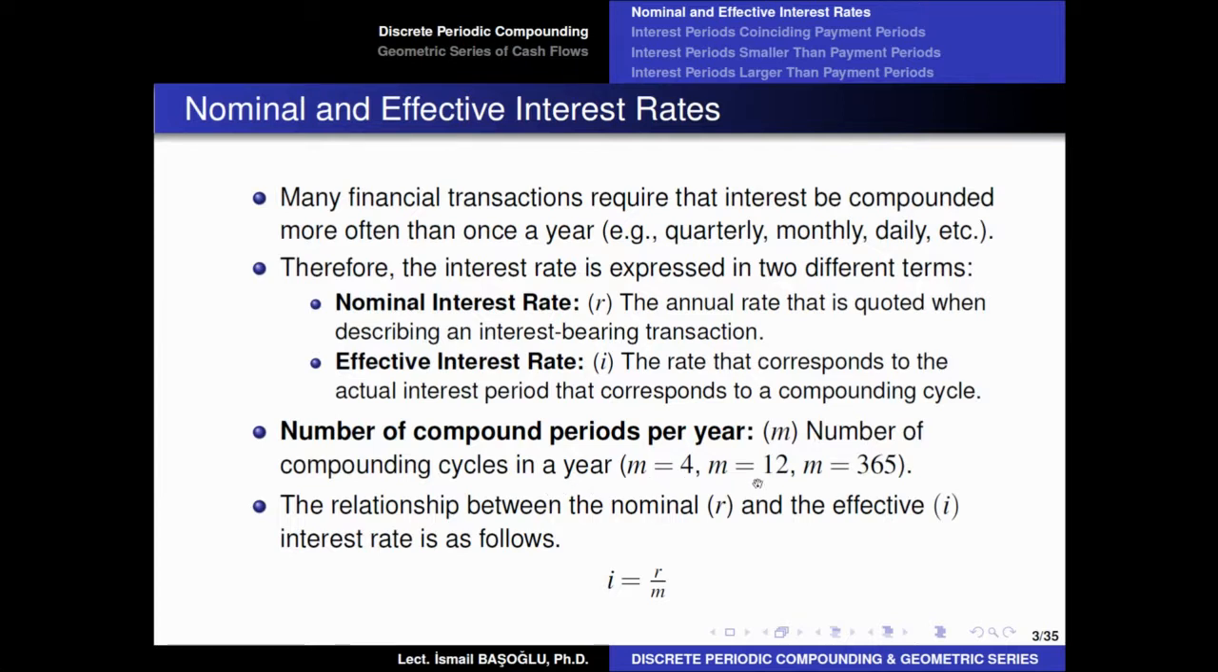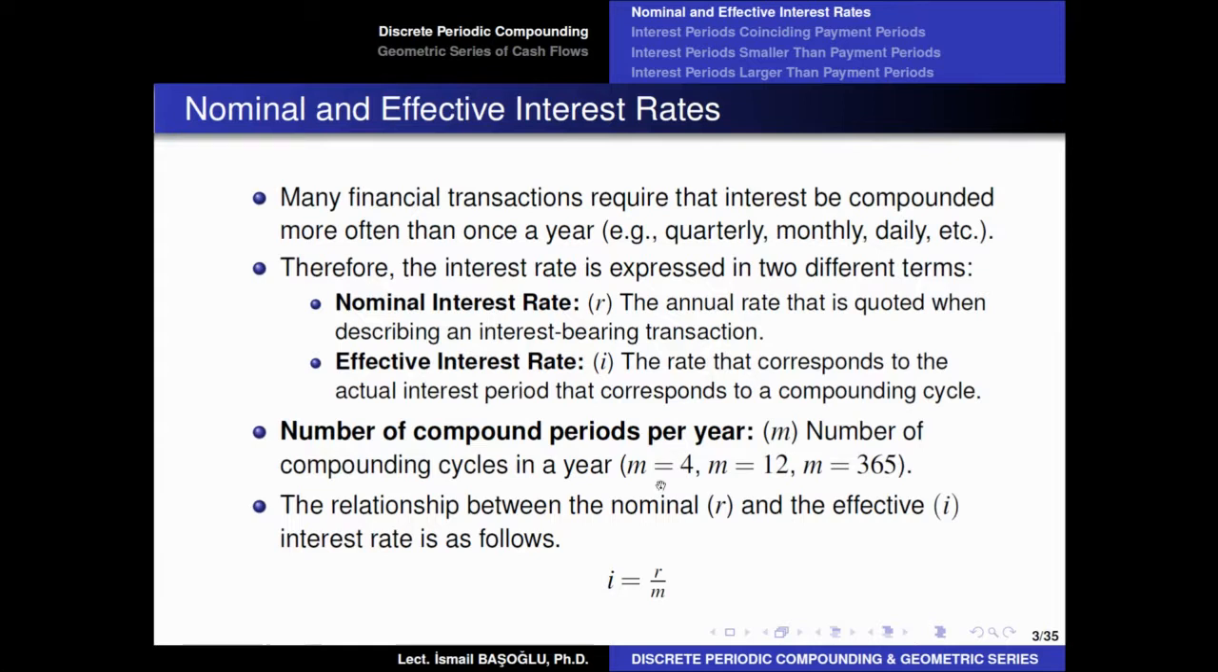If we have an account in which the interest compounds on a monthly basis, in that case, the number of compound periods per year will be 12. M is going to be equal to 12. If we have a daily compounding account, then the number of compounding cycles in a year will be 365. And if we have a quarterly compounding account, in that case, the number of compounding cycles within a year will be 4, because there are 4 quarters in a year.